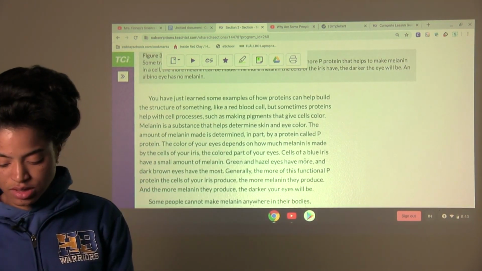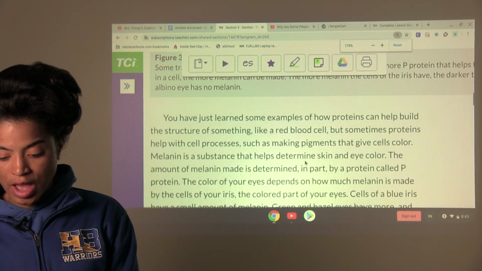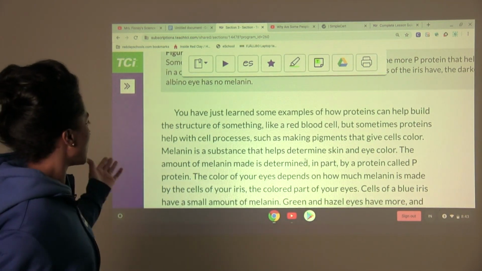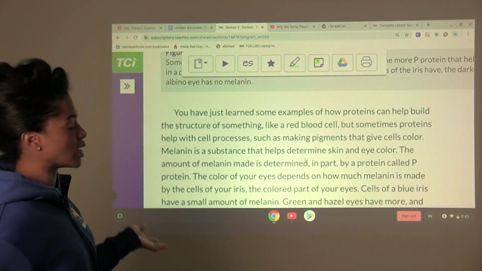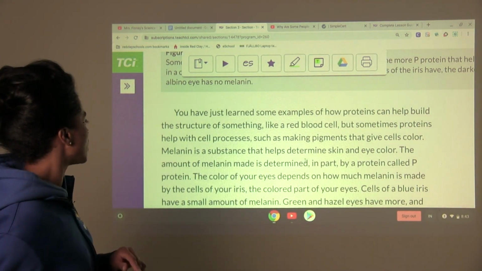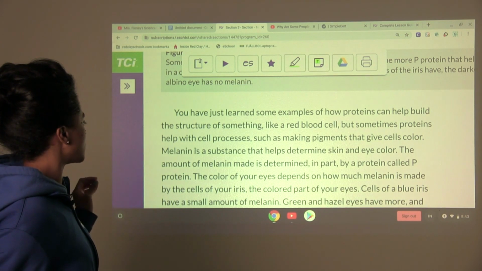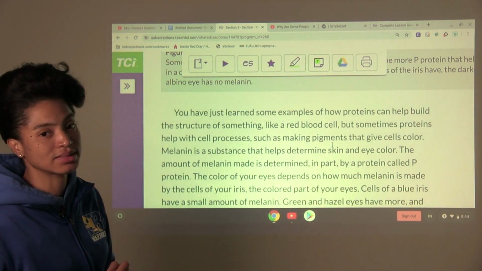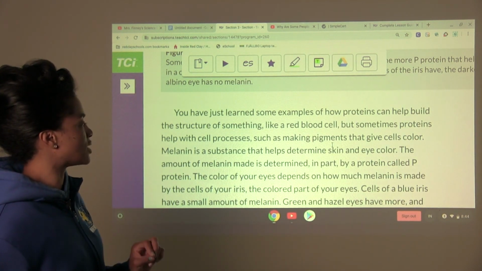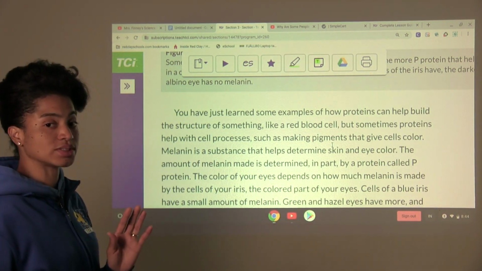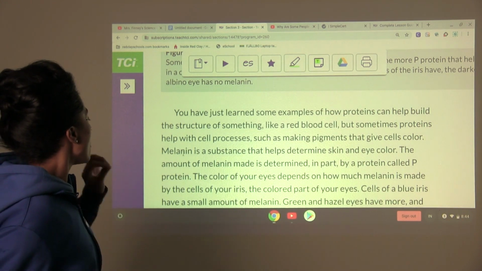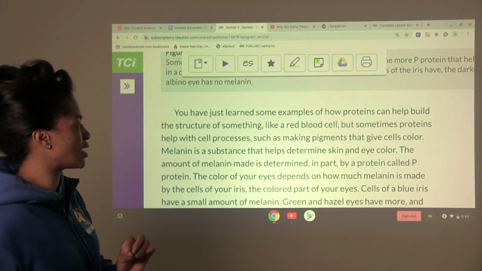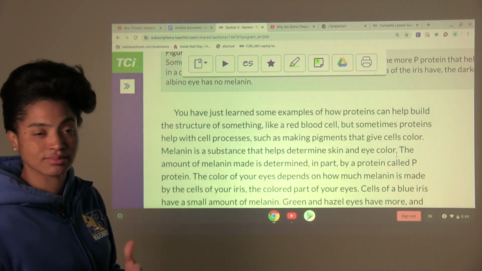You have just learned some examples of how proteins can help build the structure of something, like a red blood cell. We talked about that yesterday. But sometimes proteins help with cell processes such as making pigments that give cells color. So proteins have something to do with that. Melanin is a substance that helps determine skin and eye color.